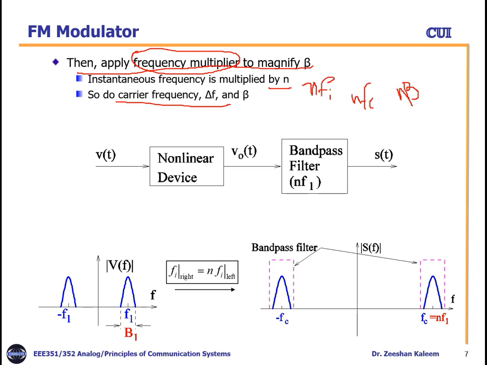So for example, v(t), to generate the n times fi, this is a non-linear device, right?